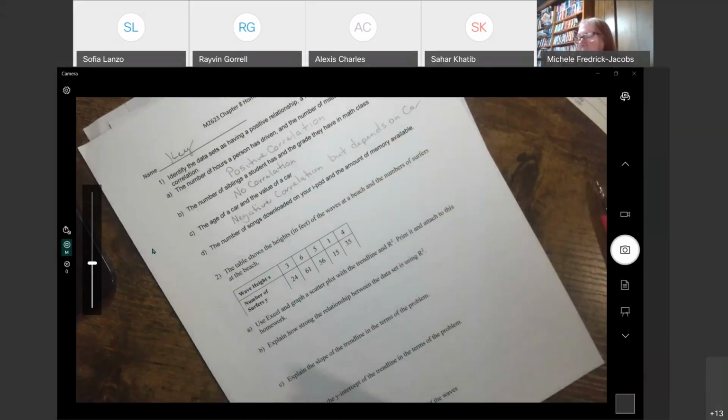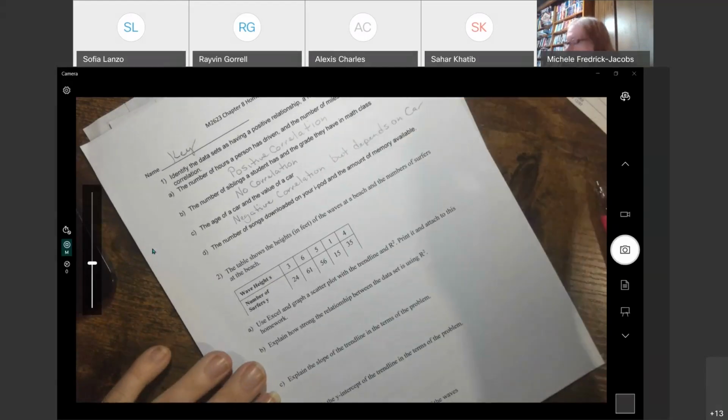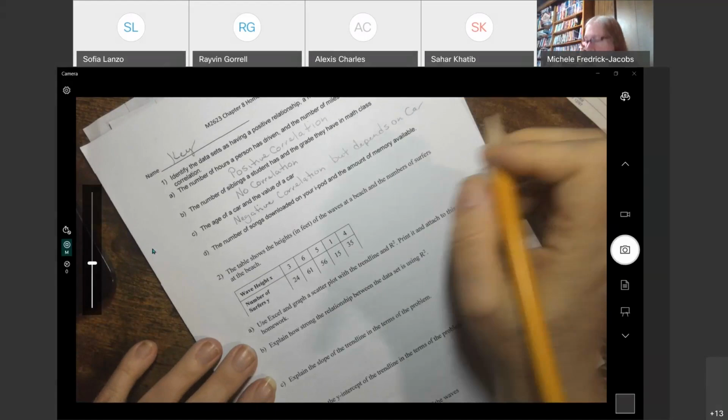But you could think of it like your phone. The amount of things you download, the amount of memory available will decrease. So it is negative.